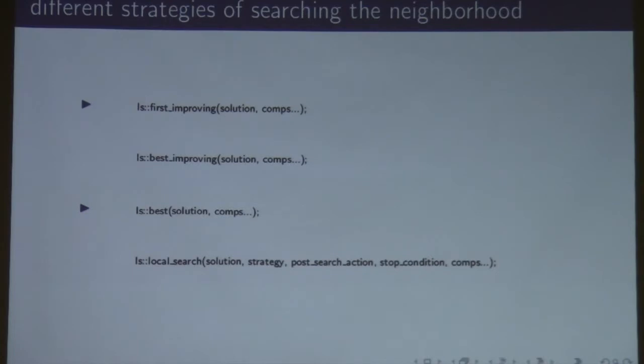There is also a very general version, so you can of course implement your own strategy if you want to. Here you can use one of these three strategies, and there are also some additional stop conditions or some additional action which can be performed after each round of local search. So this local search is actually useful because of these additional arguments, and if you really want to, you can implement your own strategy as well. I'm not going into details on how you should do this. Any questions?